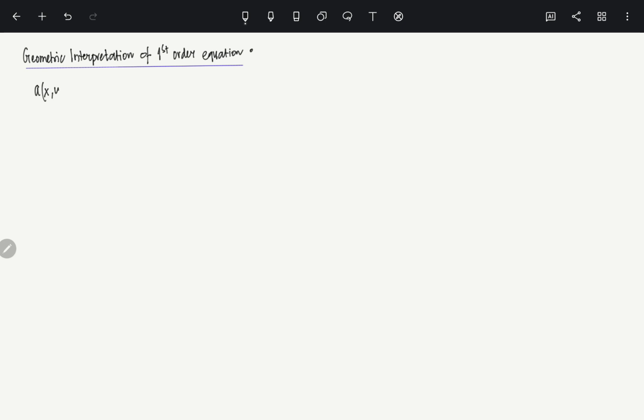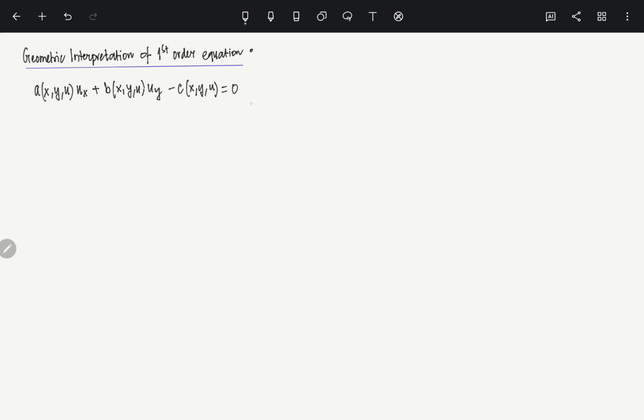a(x, y, u) ux plus b(x, y, u) uy minus c(x, y, u) equals 0. So this is a general form of a first order equation. Actually, it depends on a, b and c, but generally speaking this is actually a quasi-linear equation. But we will start with this equation for all purposes.